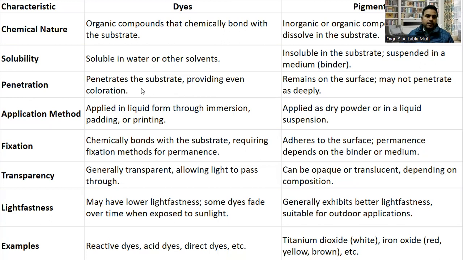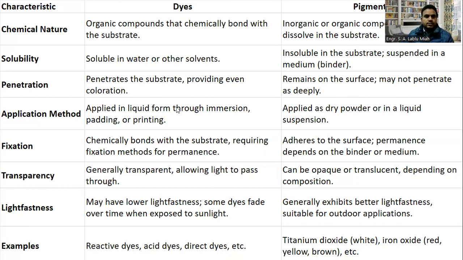Basically, penetration means that the fiber can absorb the dyes. I mean, dye molecules have the ability to enter into the fiber molecules. But in case of pigments, they may not penetrate as deeply as dyes. So the pigment will basically remain on the surface of textile materials, for example, fabric.